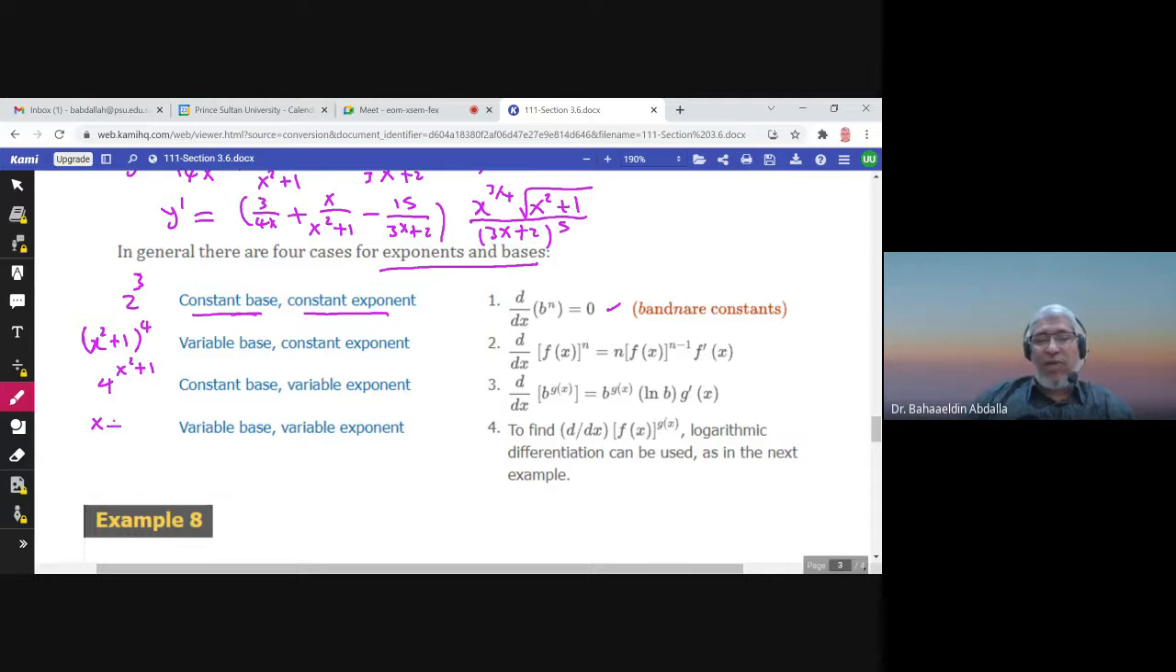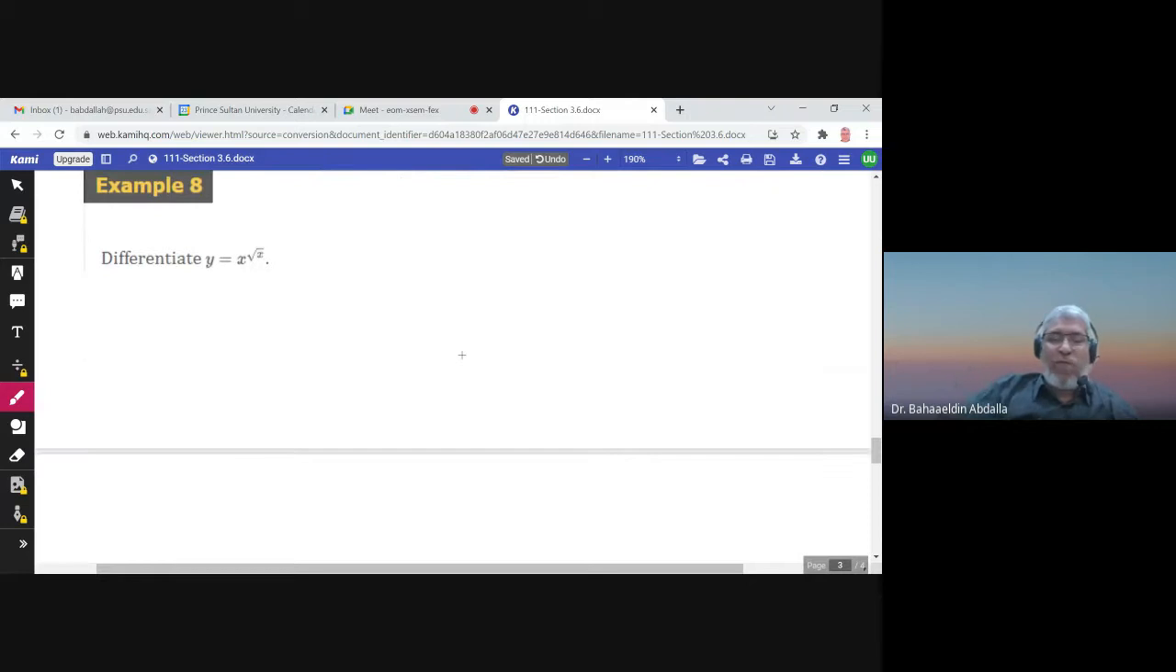So for example, x plus 1 to the power x. How to find the derivative when you have a variable base and variable exponents? Well, here we will use logarithmic differentiation. For example, find the derivative of this function.